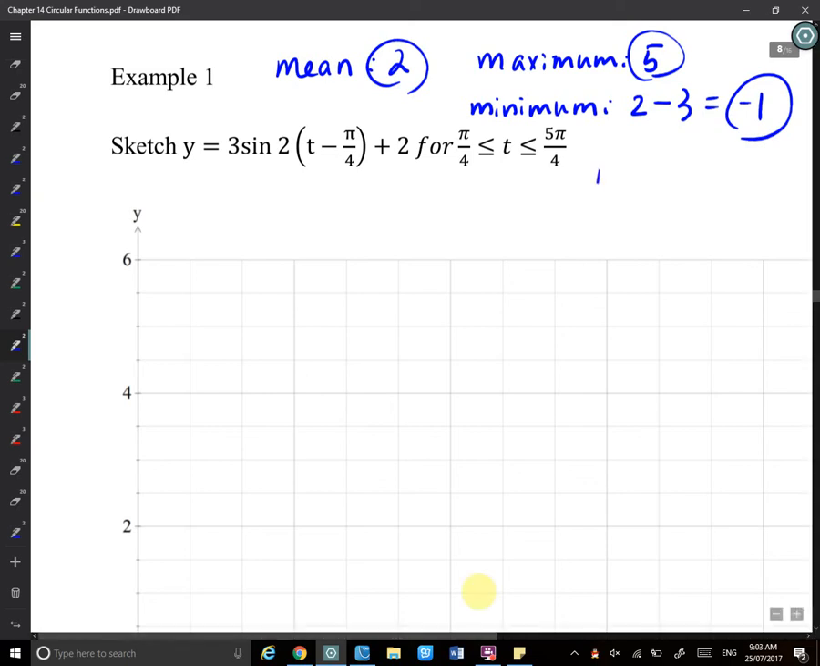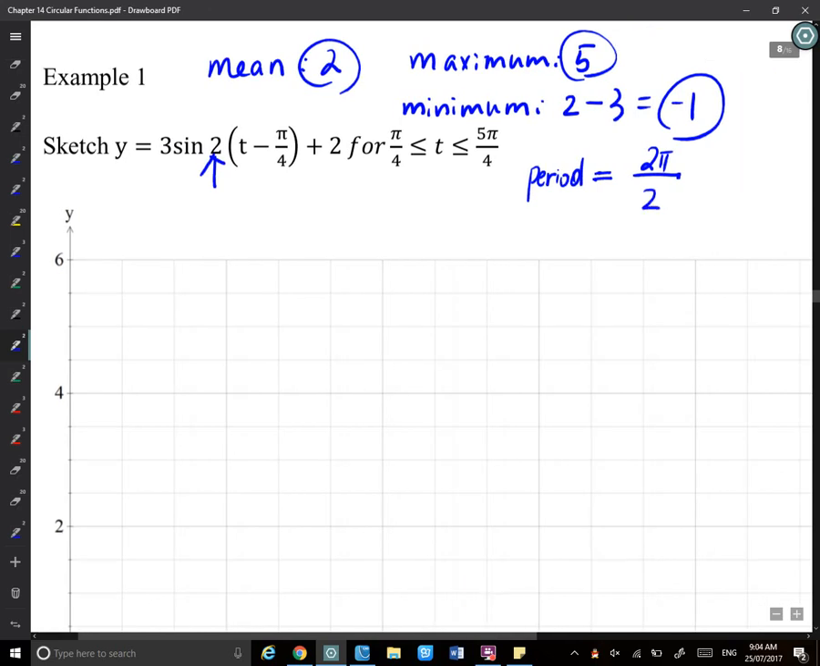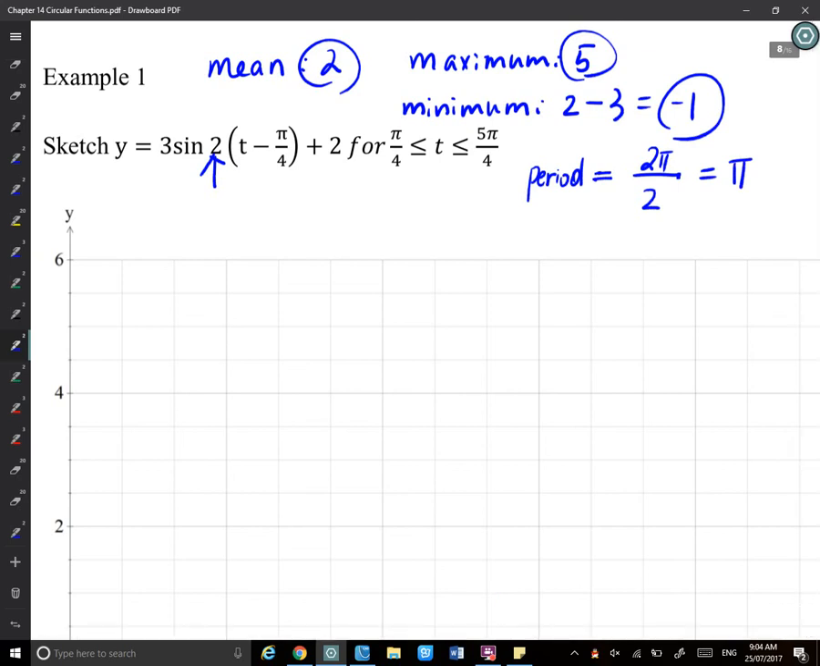And what's the period in this case? What's the period equal to? 2 pi over, have a look at your equation. That's the coefficient before the t value. This is the absolute value of the coefficient, which is 2. So it's 2 pi over 2, which gives you a period of pi. So in the length of pi, you can have a complete cycle of the graph.